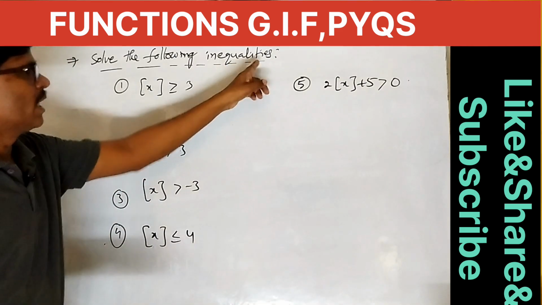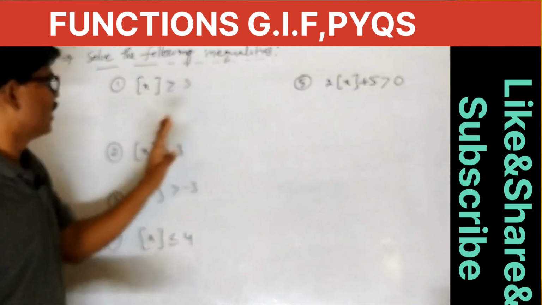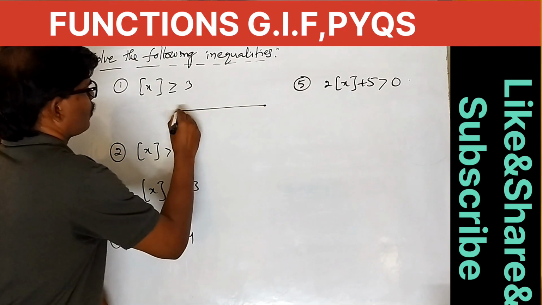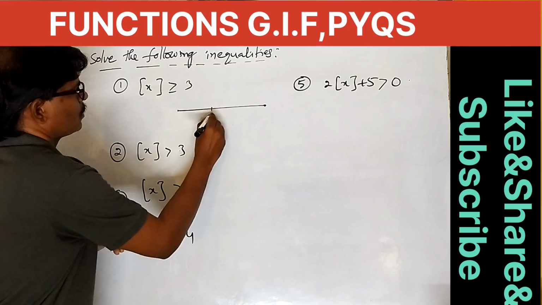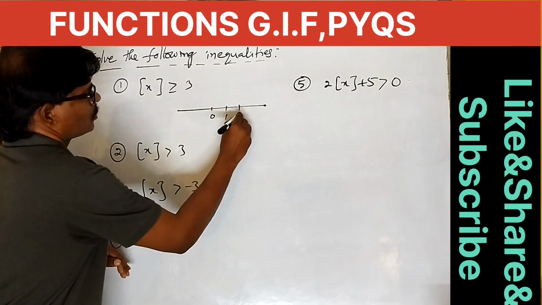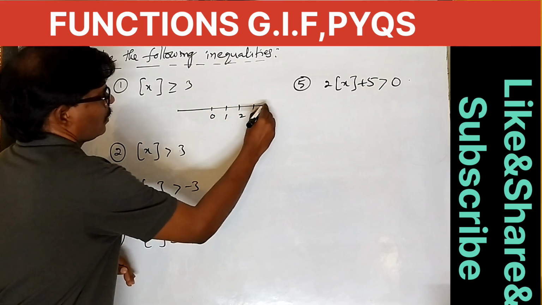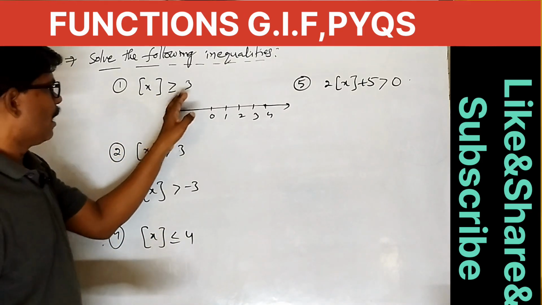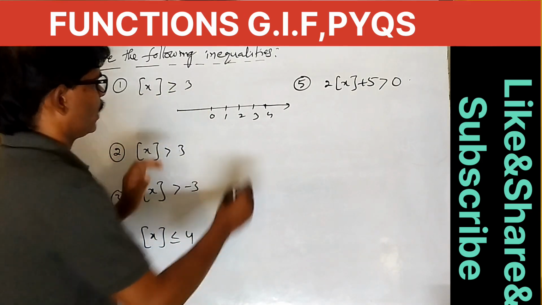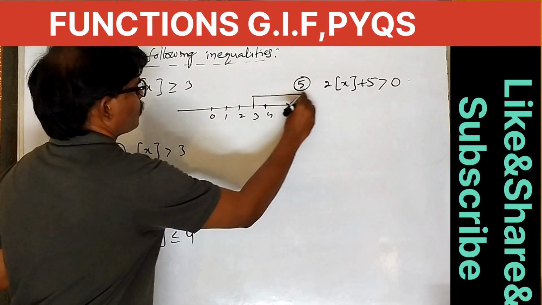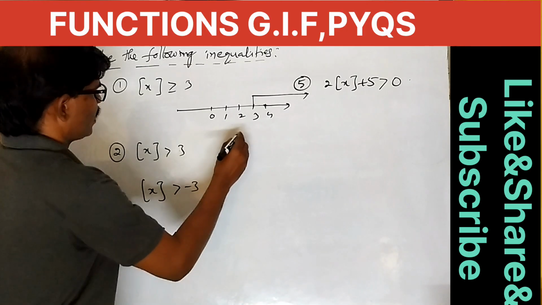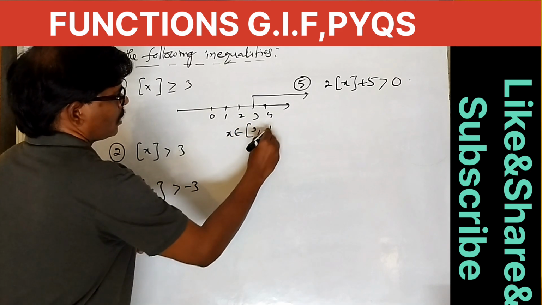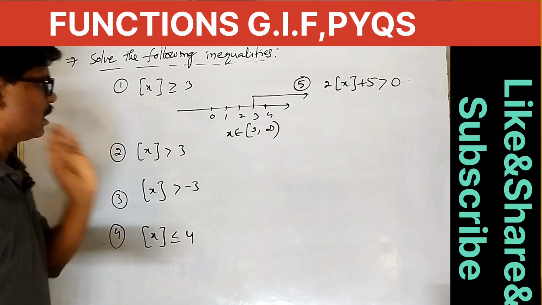Okay, solve the following inequalities. Step of x greater than or equal to 3. Here on the number line, this is 0, 1, 2, 3, 4. Step of x equal to 3 means up to so on infinity. So x belongs to the closed interval 3 to infinity.